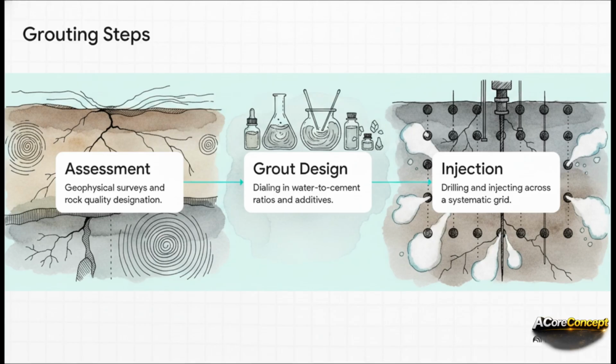Then comes Step 2, Grout Design. This is where we dial in the precise water-to-cement ratios and specific chemical additives needed for that exact rock profile. And finally, Step 3, Drilling and Injection. Out on the site, this culminates in injecting grout across a tight, systematic grid, typically spaced every 1.5 to 3 meters. That tight spacing guarantees complete overlapping coverage across the entire foundation footprint.